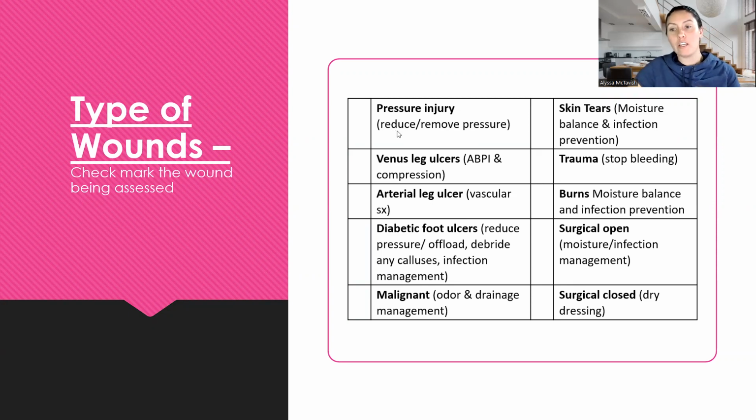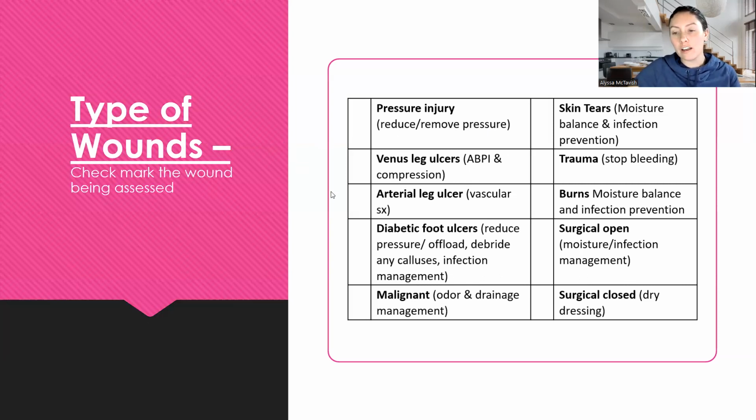So a pressure injury, you would reduce or remove pressure in that area. Venous leg ulcer, you would do an ABPI and put compression on them if you can. Surgical opening, moisture and infection management, right? So you can see how each one has what you're really doing under it. So you just check off the type of wound first.